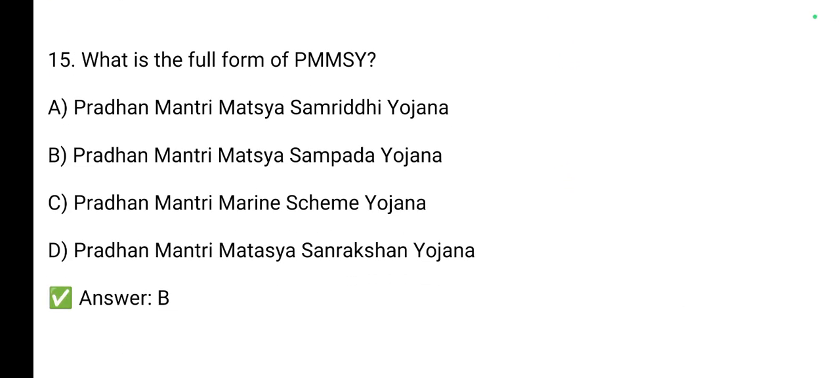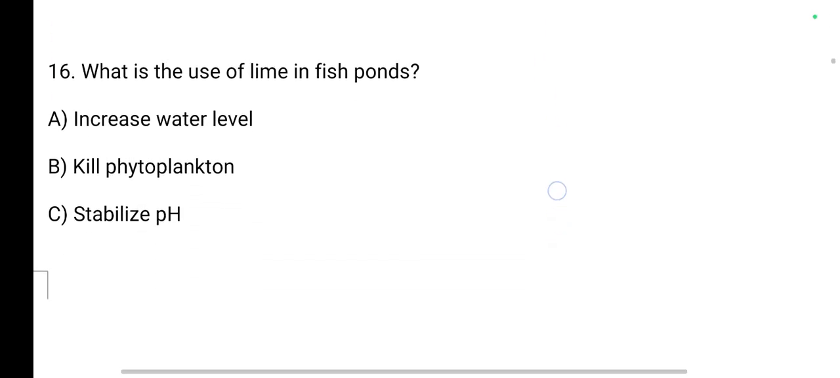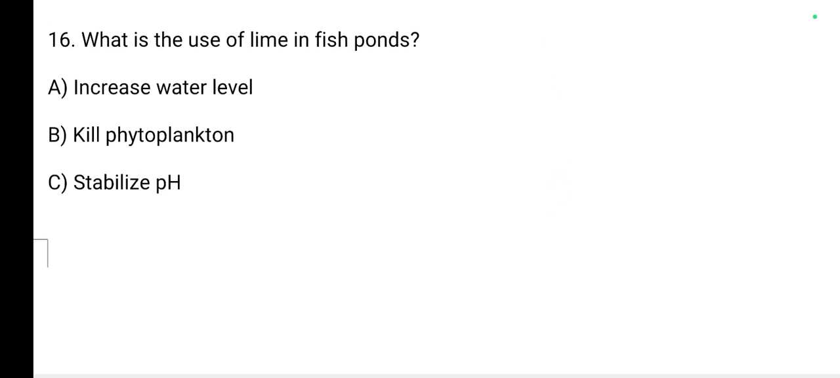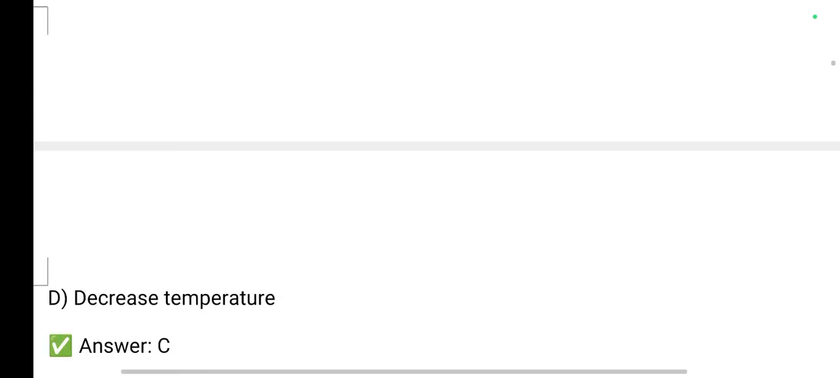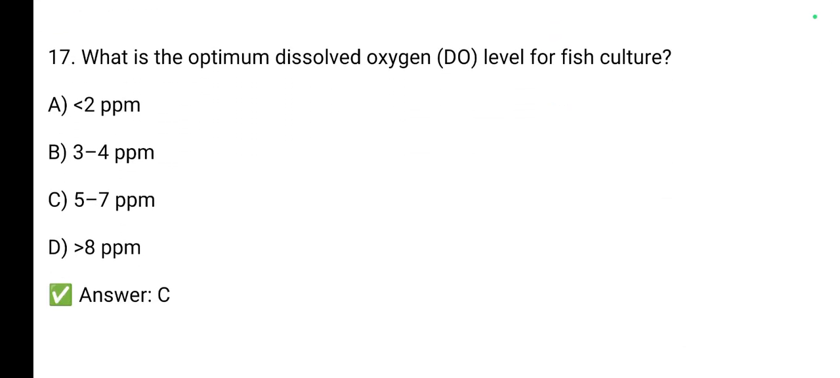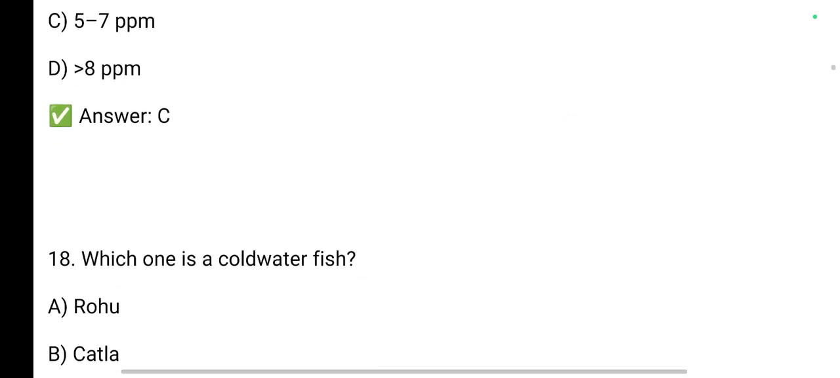What is the full form of PMMSY? So it is Pradhan Mantri Matsya Sampada Yojana. What is the use of lime in fish pond? So it is used to stabilize the pH. What is the optimum dissolved oxygen level for fish culture? So it is 5 to 7 ppm.